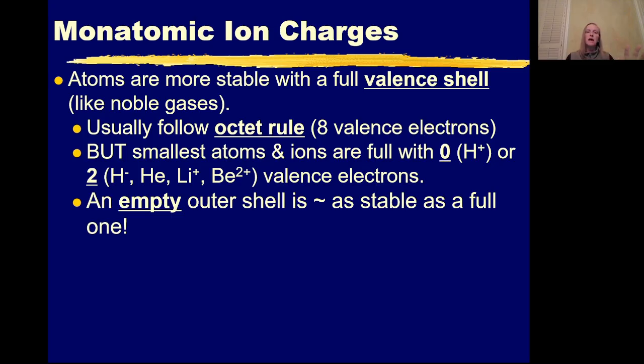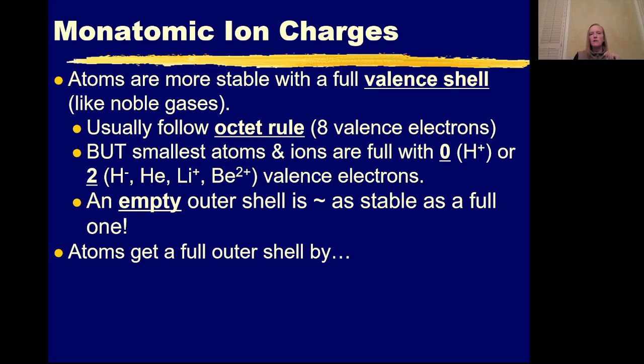But sometimes atoms are going to gain electrons to get a full valence shell, but sometimes atoms are going to lose electrons to get a full valence shell. And it's just whichever one is more energetically stable or takes less energy to bring about, that is the one that's going to happen.